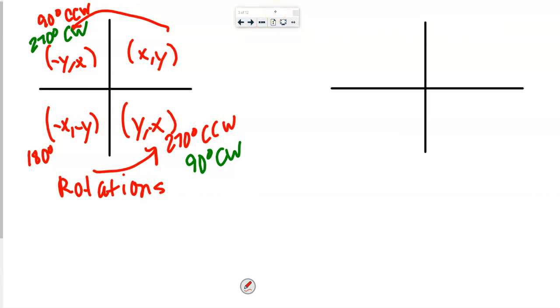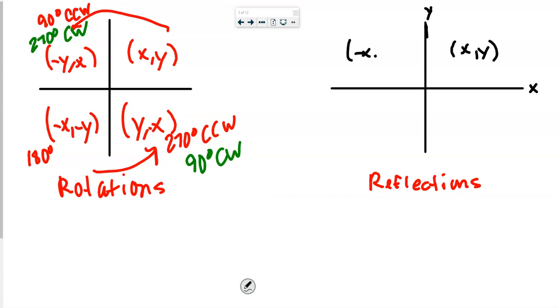So with reflections, I'm going to go ahead and label the x and y axis. Okay, so this is our y axis and this is our x axis. So again, if we start with our x, y here, and we reflect over the y axis, then it's going to be negative x comma y. Notice nothing about the y value changed there. Now, if we reflect over the x axis here, it's going to be what? It's going to be x, negative y, because again, the y value changed, okay? So this is x comma negative y.